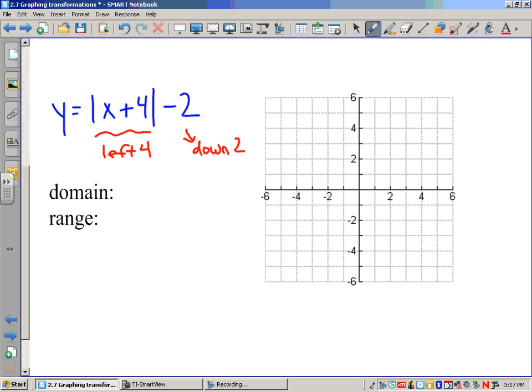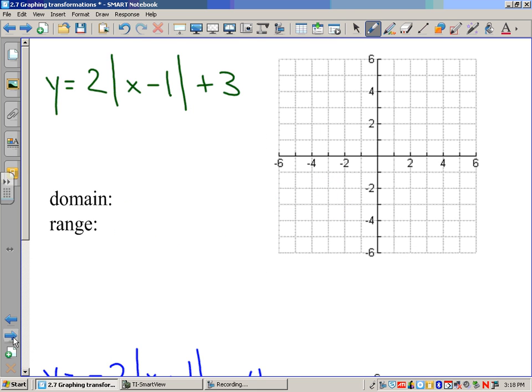Left 4, down 2. There's my vertex. Slope is 1 over 1. Up 1, right 1, up 1, left 1. There's the absolute value. Domain, negative infinity to infinity, always. Range, your lowest y value is negative 2. It moved down 2 and it's pointing up. So my lowest y is negative 2, going to infinity.